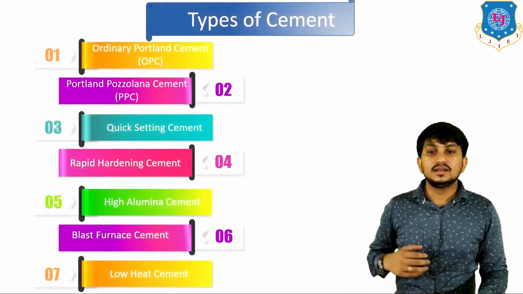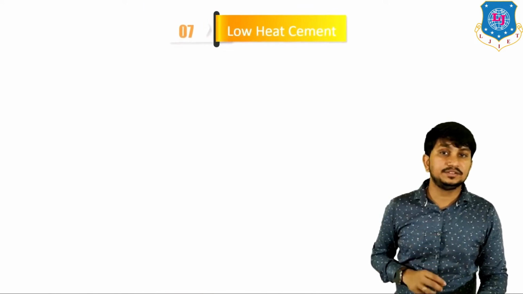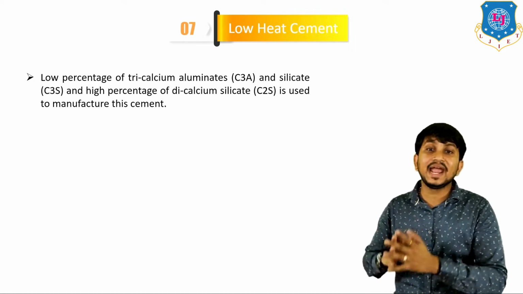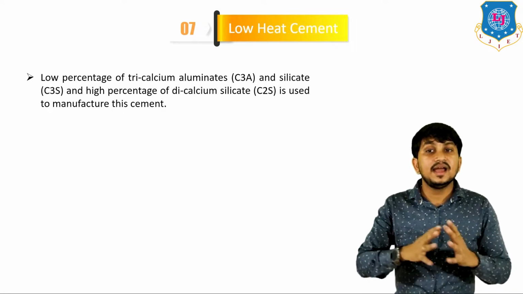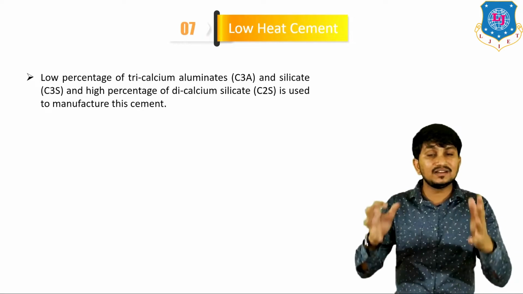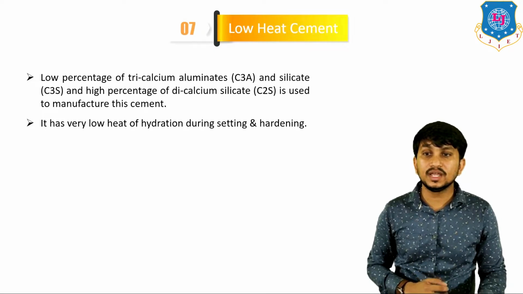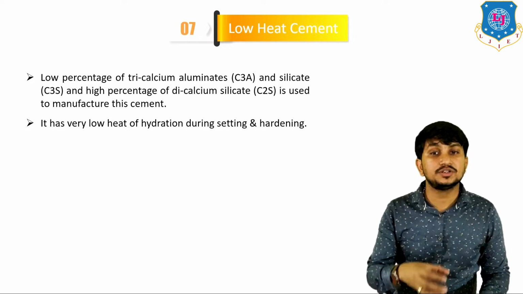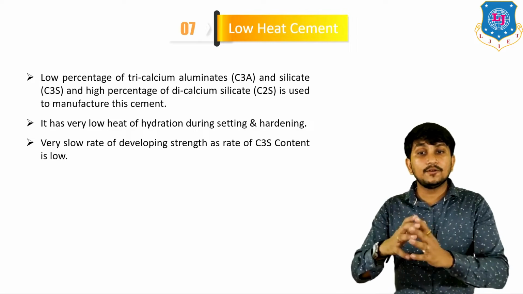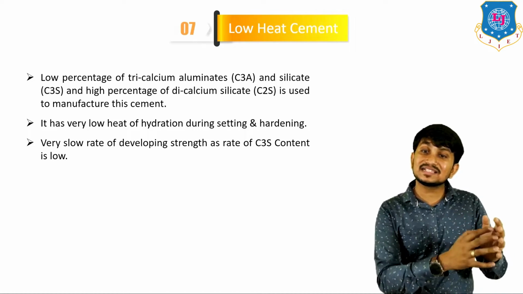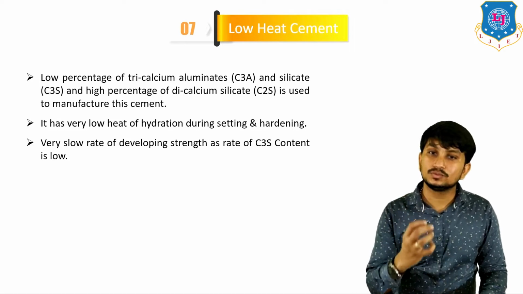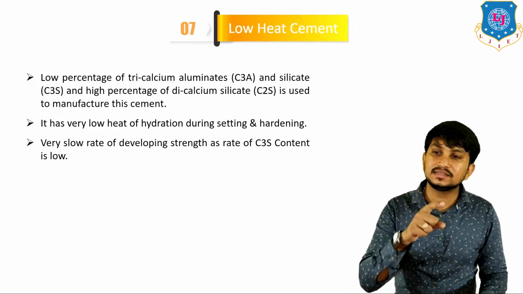The seventh type of cement is low heat cement. Low percentage of tricalcium aluminate C3A and tricalcium silicate C3S and high percentage of dicalcium silicate C2S is used to manufacture this low heat cement. It has very low heat of hydration during setting as well as hardening. Very slow rate of developing strength, as C3S content is very low. So developing strength is very slow compared to OPC because of this C3S content.